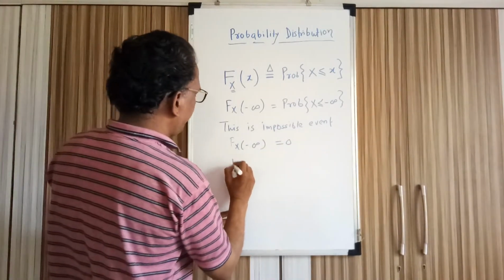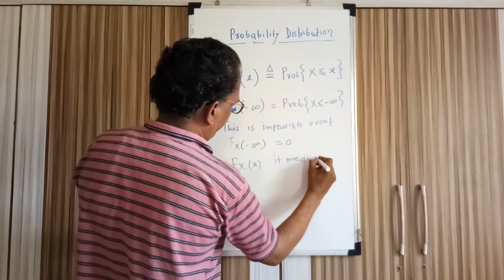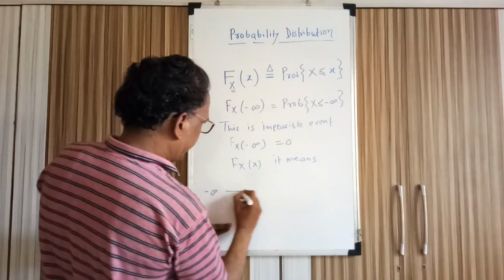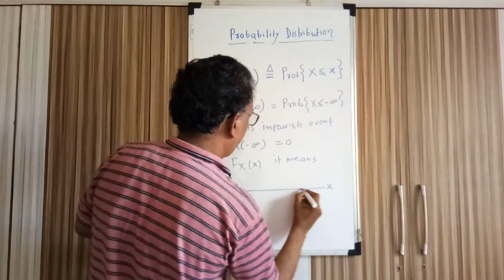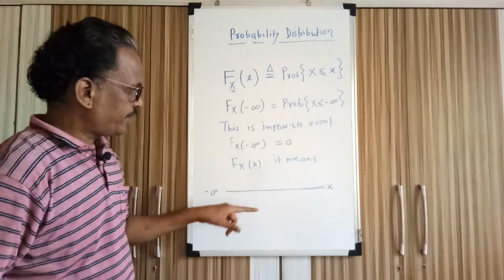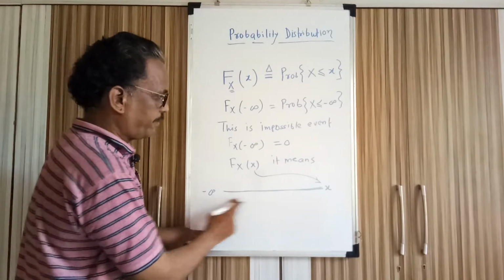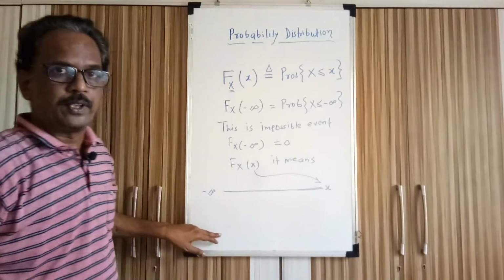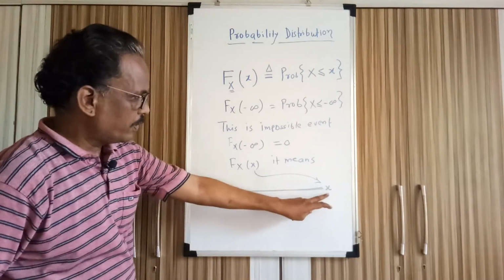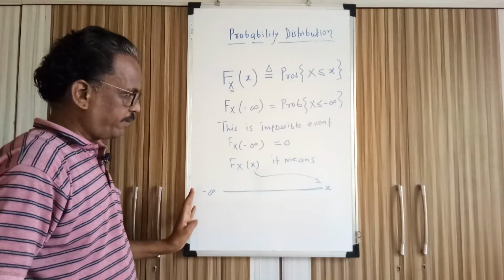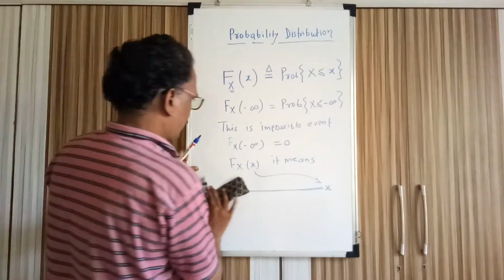So when I say F_X of x, it means it is from minus infinity to x, this entire segment. When I say F_X of x, it is from minus infinity to x. So it is the probability of the random variable taking value less than or equal to small x, so it is from minus infinity to that value. So that is the meaning of F_X of x.